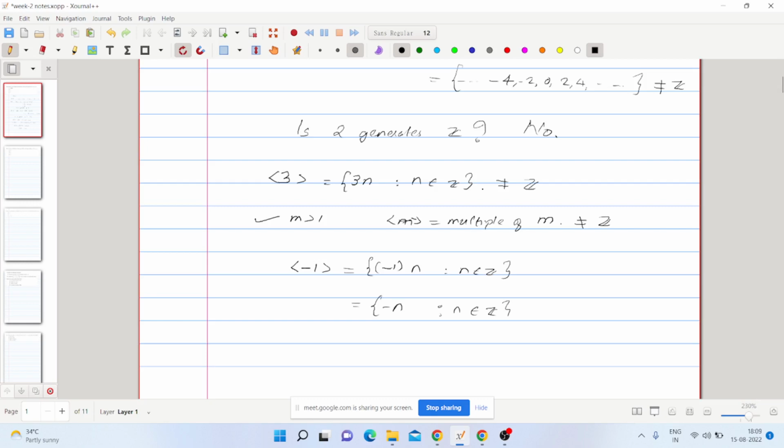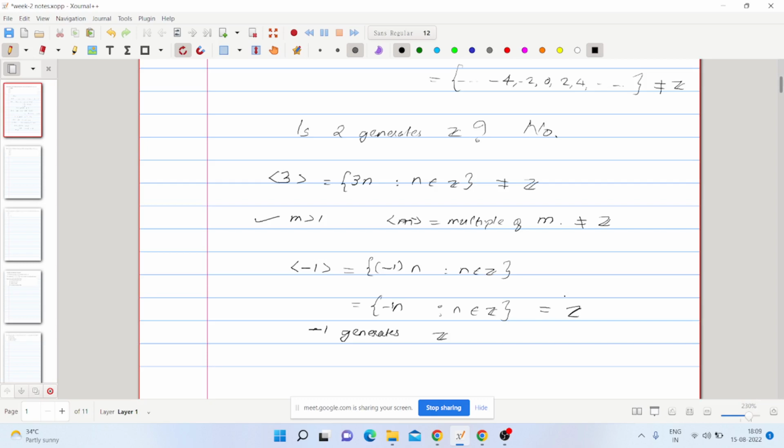So now, what is the conclusion? Whether -1 generates Z or not? Yes, because n in Z, so -n in Z means corresponding to each n we have -n, so we will get all of Z. This is the same as Z. That means -1 generates Z.